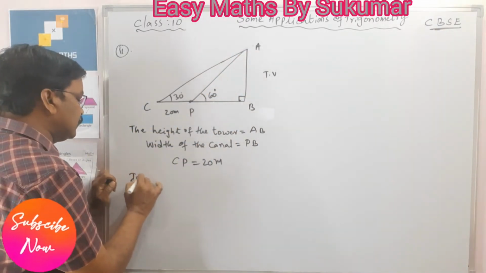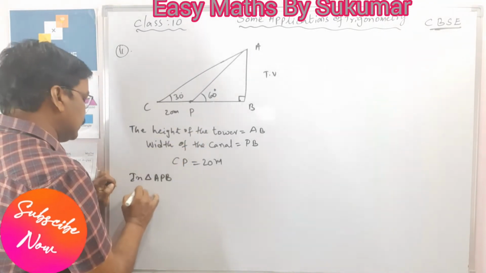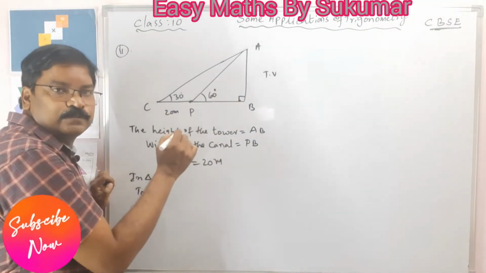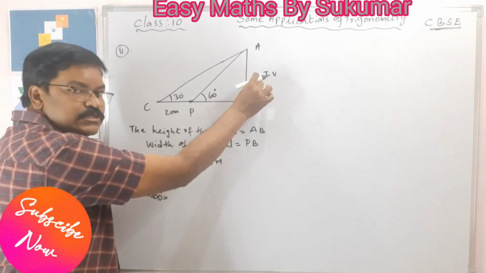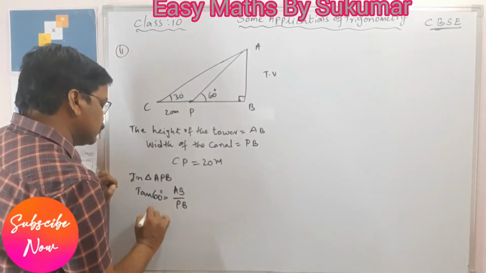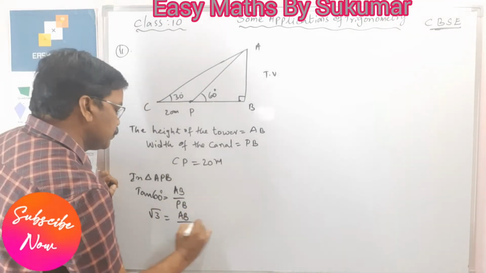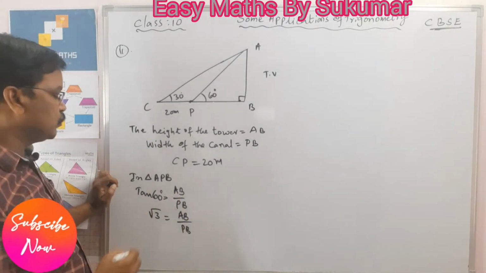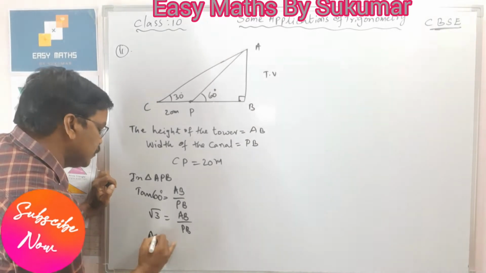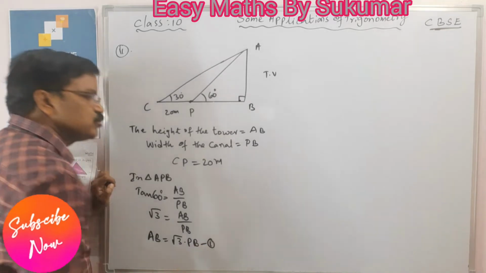In triangle APB, here tan 60 degrees. The acute angle is 60, this is 90. Tan 60 is opposite side by adjacent side, that is AB by PB. So tan 60, root 3, is equal to AB, the height of the TV tower, by PB, the width of the canal. By cross multiplication, my dear students, AB is equal to root 3 into PB. Let this be equation 1.